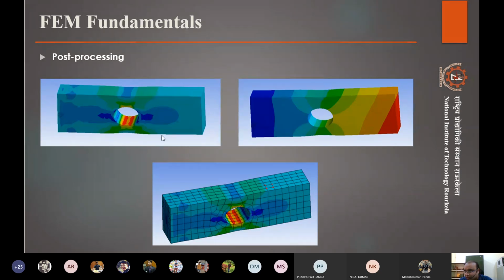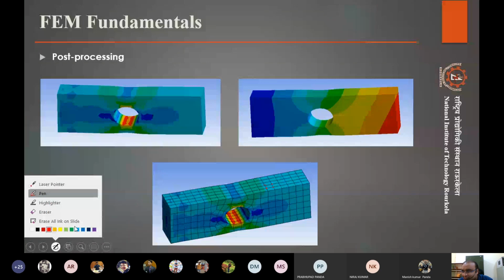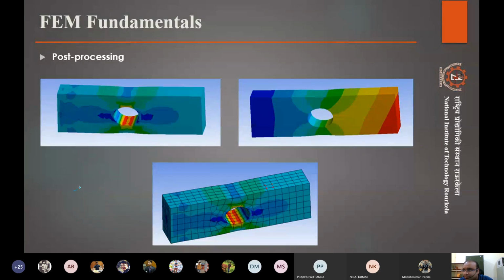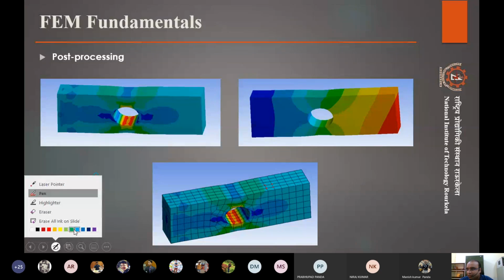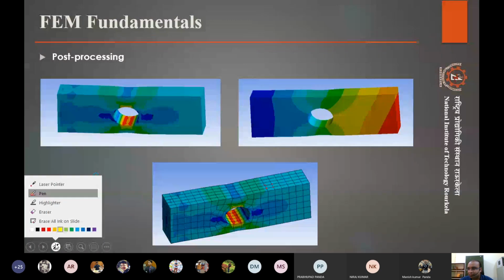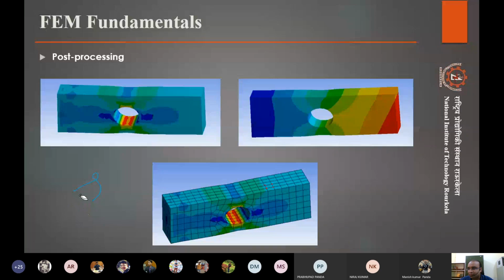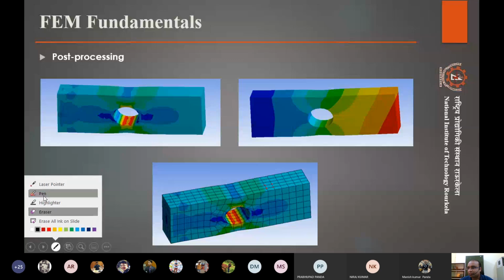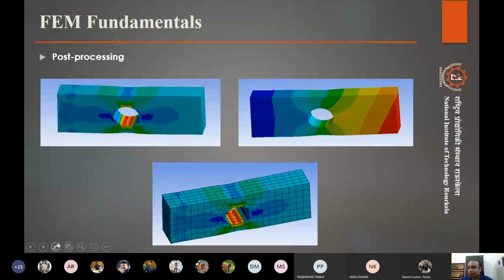Which color should I take? Blue is visible. Let's try this. Or I think yellow will be much more visible. Yeah, okay. We'll use yellow then.